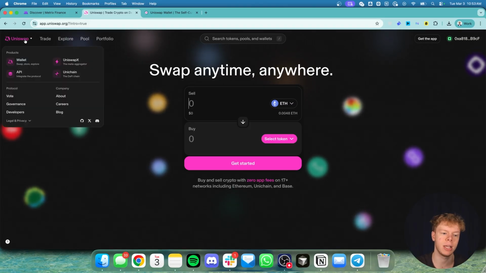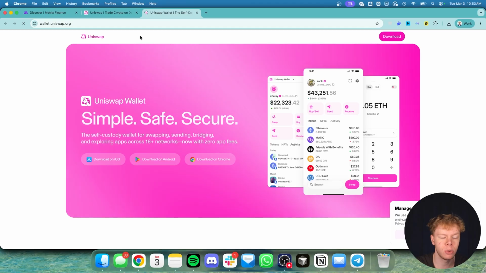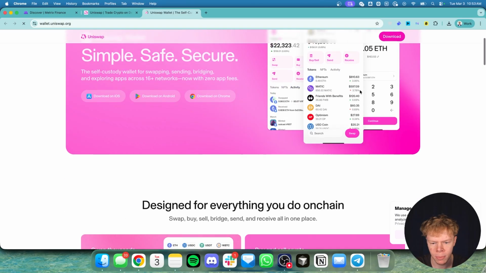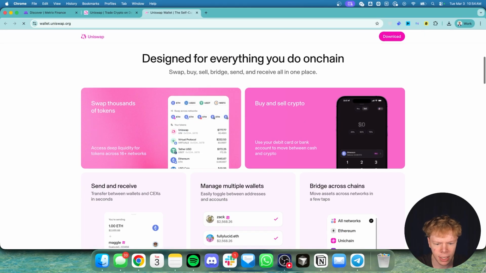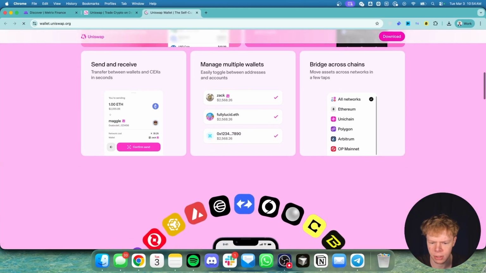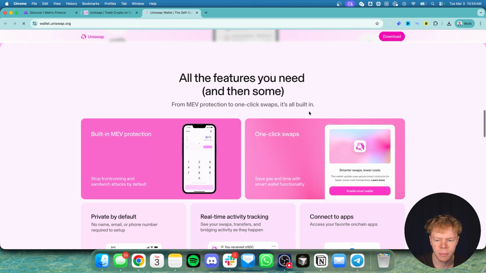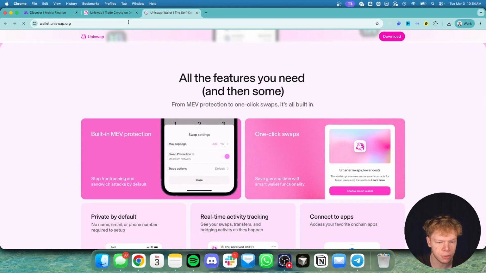Now, very quickly, I want to show you a couple other products they have before diving into actual strategy. So they have their Uniswap wallet, which is something that you can download on iOS, Android, or Chrome. And it's essentially just like Rabby Wallet, just like MetaMask or any other wallet, except it's Uniswap branded. Obviously, there's some USPs here and stuff like that, but I personally don't use it. I've heard it's great. It's just, again, I prefer to use something along the lines of Rabby.